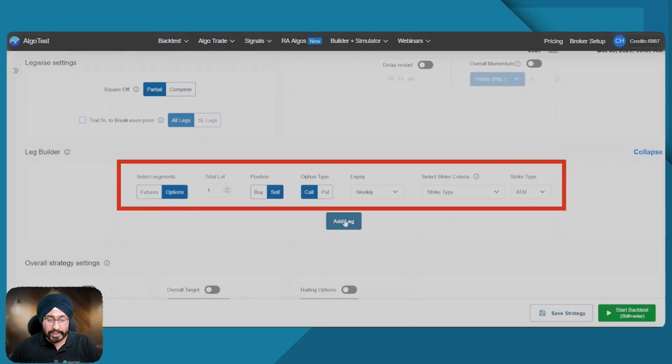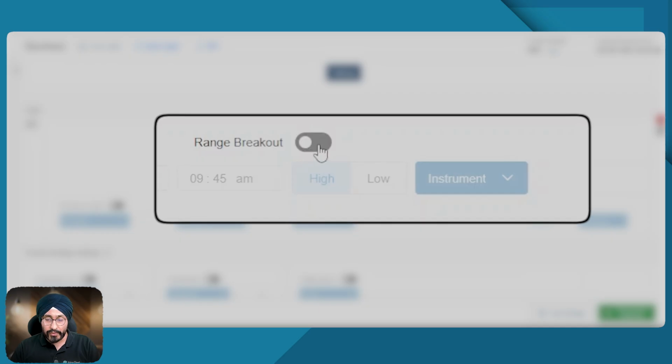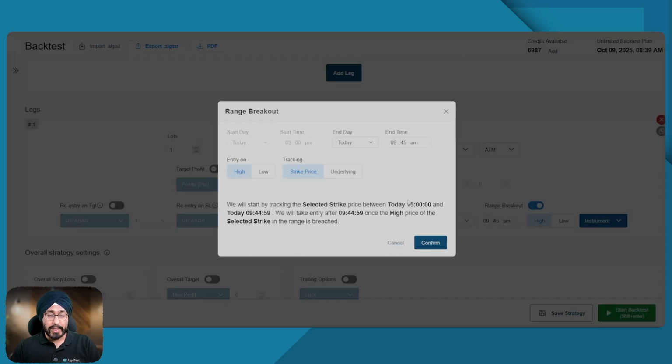So I am going to sell a call, an ATM call, add leg here, and I'm going to use this range breakout feature. Over here, my start time is already selected, which is 3 p.m. on day one, and my end time is going to be tomorrow, day two, at 9:45 a.m. So basically, I'll start making the range from 3 p.m. on day 1 to 9:45 a.m. on day 2. So let me give you an example.